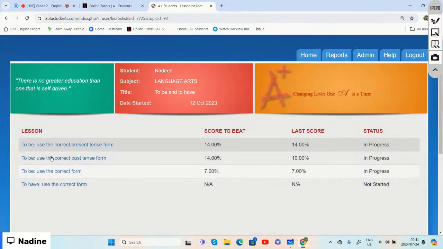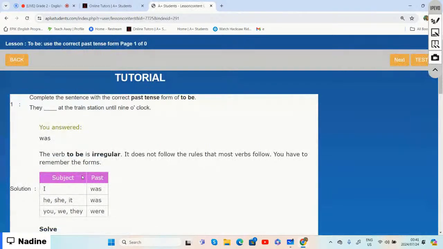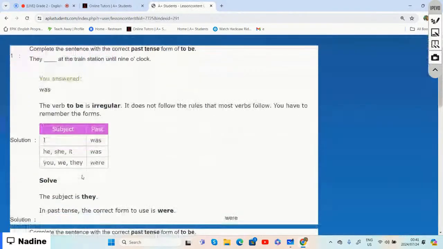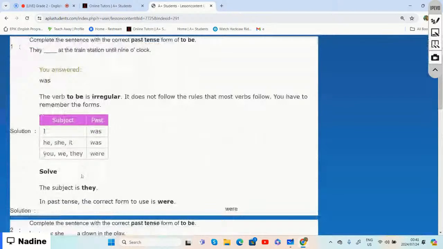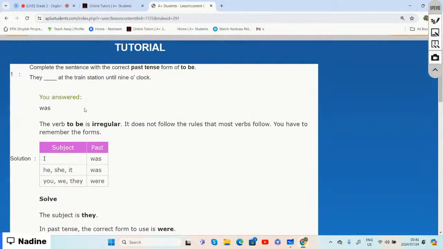And now before we end, we're going to use our past tense, right? And with our past tense, we either use was or were. Was refers to one person doing something. Were refers to more than one person doing something, right?